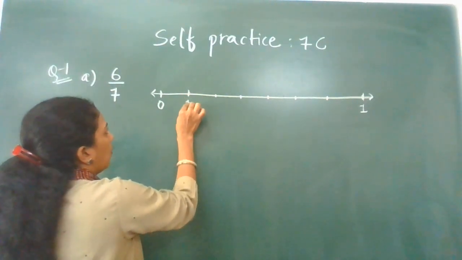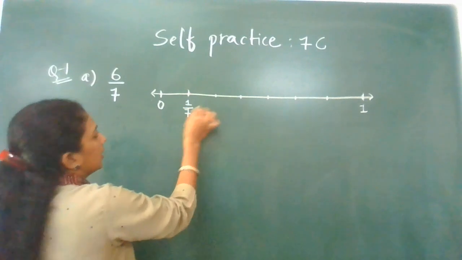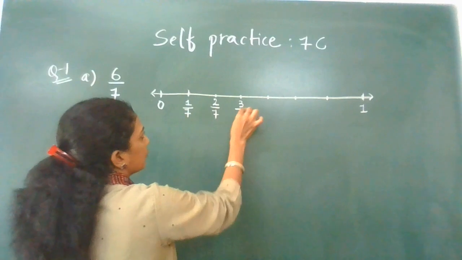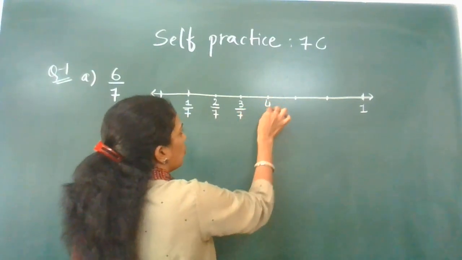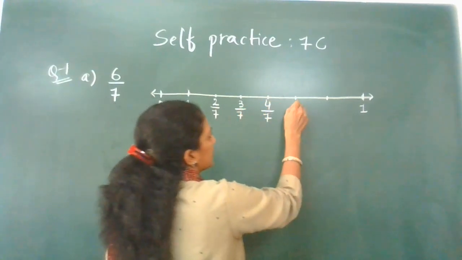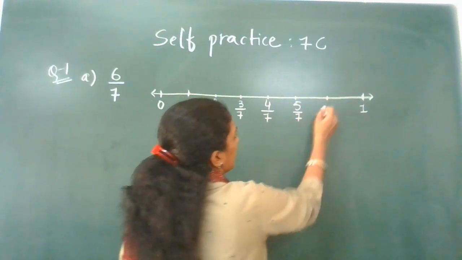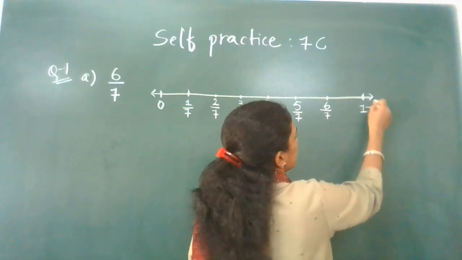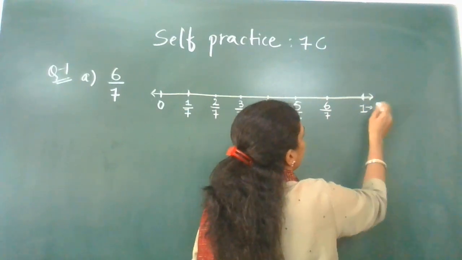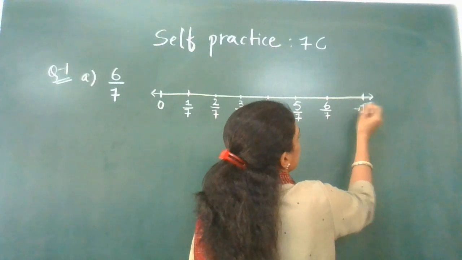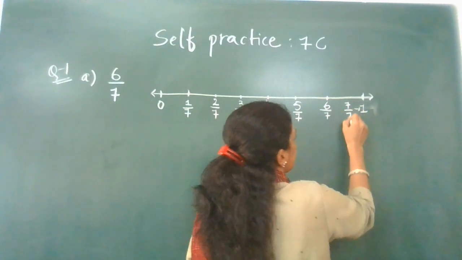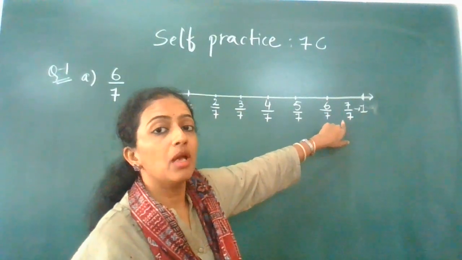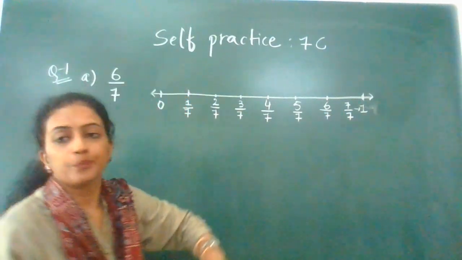This is 1 out of 7. This is 2 out of 7. This is 3 out of 7. This is 4 out of 7. This is 5 out of 7. This is 6 out of 7. And this is 7 out of 7. We all know when the numerator and denominator become the same, it is equal to 1.